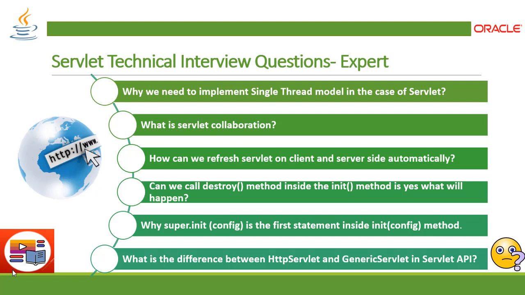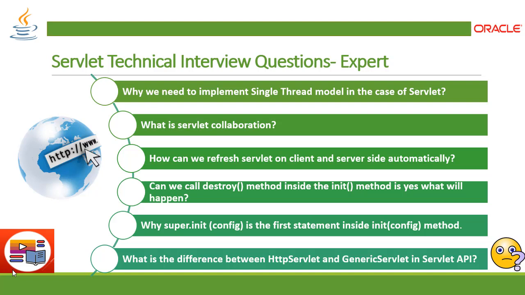Why do we need to implement single thread model in case of servlet? We can implement servlet in two different ways, either by single thread or by multi-threaded. If we have implemented single thread, it means only one instance is going to handle one request at a time. So no two threads will concurrently execute the service method for the servlet. This is the reason we implement single thread model in case of servlet.